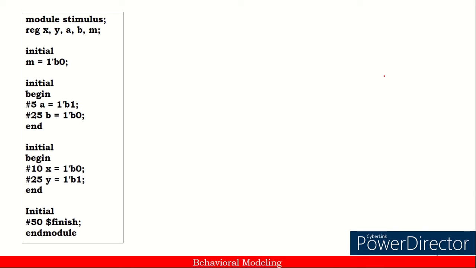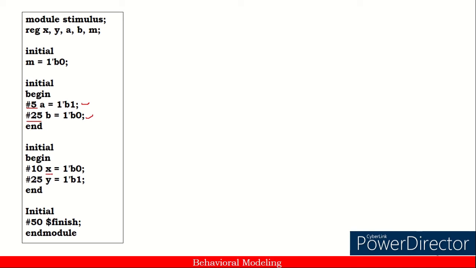If you look at the example here, a module with the name stimulus, and x, y, a, b, m are declared as registers. Initial m is equal to 1'b0 is the initial statement having a single statement. Then initial begin #5 a is equal to 1'b1, and #25 b is equal to 1'b0 is a multiple statement initial block. Here we have assigned delays of #5 and #25. So after 5 time units, that statement is going to be executed.